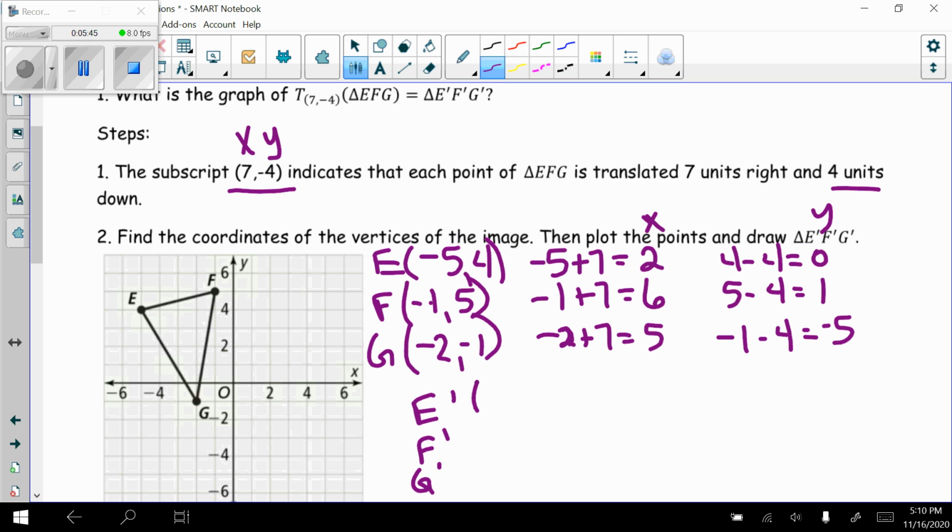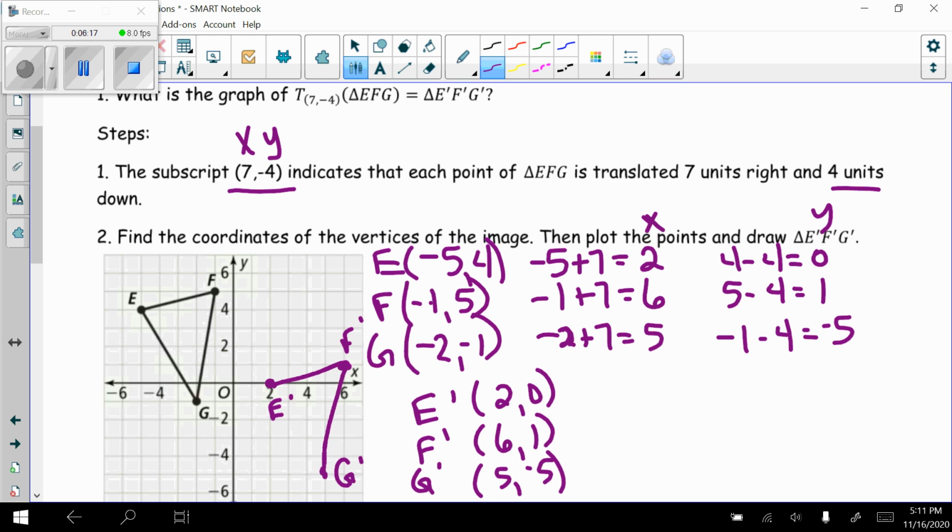So E prime is now at the point 2, 0. F prime is now at 6, 1. And G prime is at 5, -5. So now I'm going to plot these points. So 2, 0, this is E prime. 6, 1, this is F prime. 5, -5, this is G prime. And connect. So there is the translation of triangle EFG, and it was translated 7, -4.